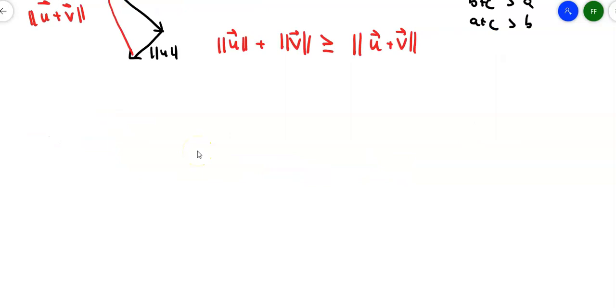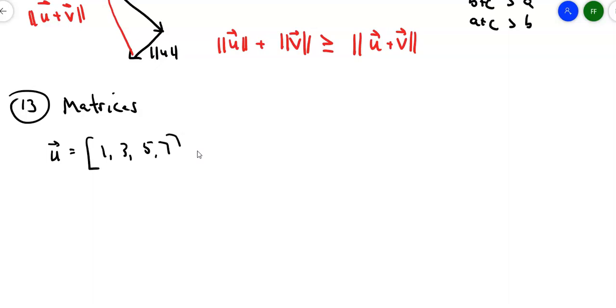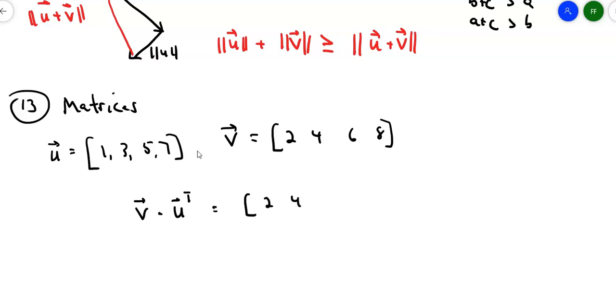All right, let's look at one other little rule, and that is let's look at these dot products in terms of matrices. So suppose I've got two vectors, and I'm going to write these vectors out as matrices. Vector u is the row vector 1, 3, 5, 7. And vector v is also a row vector 2, 4, 6, 8. What if I take vector v and multiply it by u transpose? Okay, so vector v goes 2, 4, 6, 8. U transpose goes 1, 3, 5, 7.